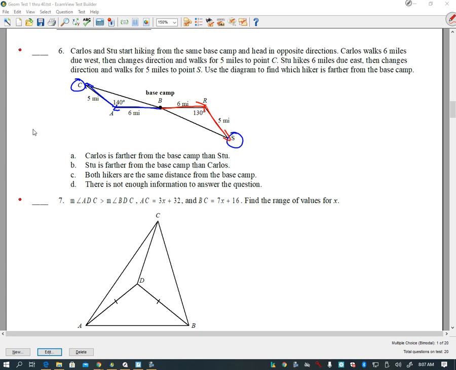Because the angle measure of 140 is greater than 130. What does that cause CB to be? Causes it to be longer than SB, right? Okay, so he is further away because if I have two triangles that have two of the same side lengths, but the interior angle is greater, then that third side is going to be longer.